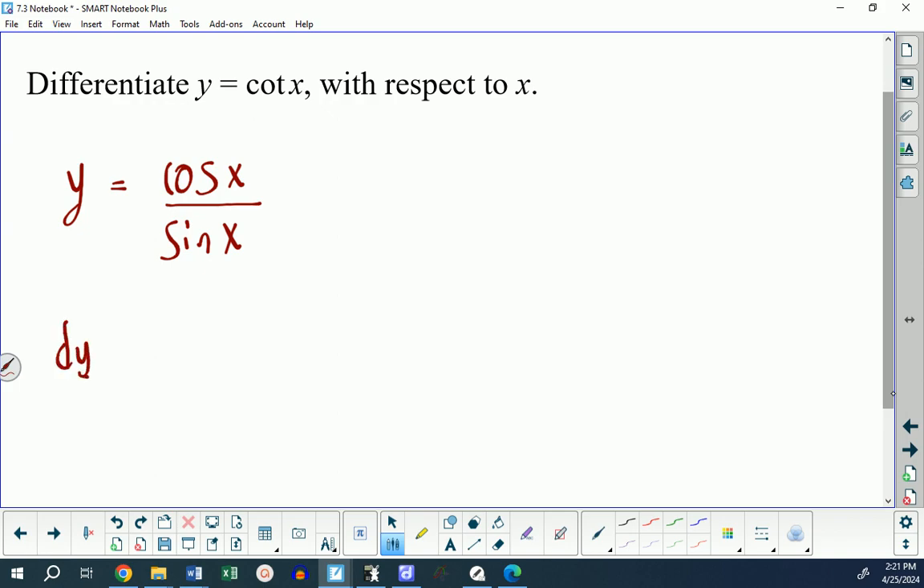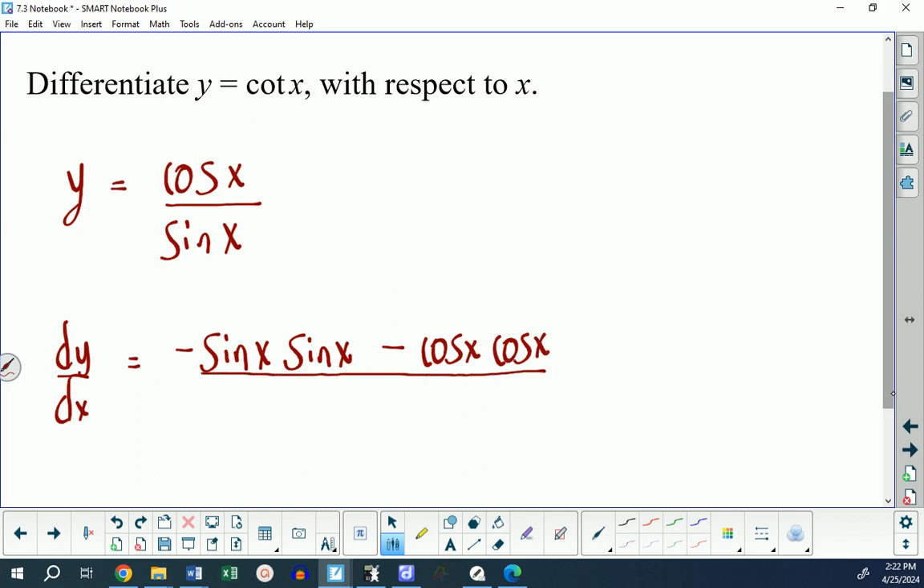We're going to use the quotient rule. The derivative of the numerator is negative sine of x times the denominator, which is sine of x, minus the numerator, which is cos of x, times the derivative of the denominator, which is cos of x. And this is over sine squared of x.